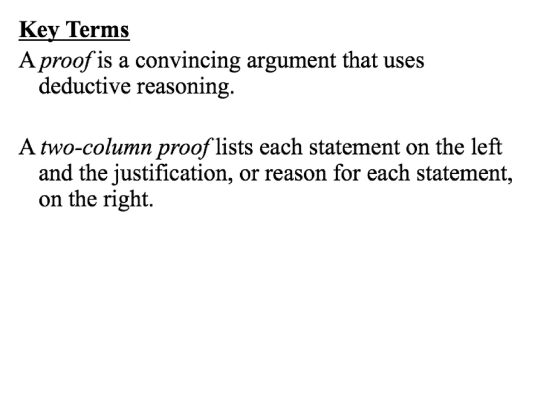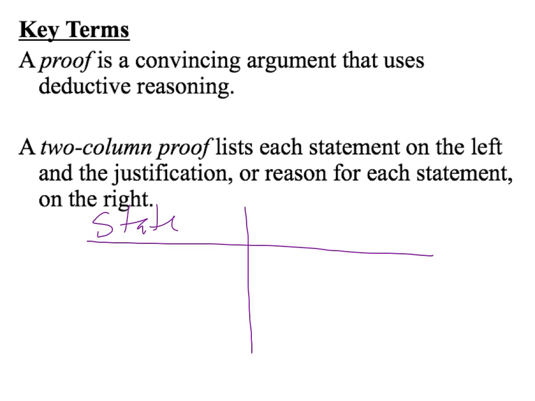So now we're actually getting into proofs. Proof is convincing of an argument that uses deductive reasoning. So basically using facts that we know. A 2-column proof lists statements and the justification. We typically will set it up with statements on the left, and then your reasons or your justifications on the right. This is how any two-column proof will be written.